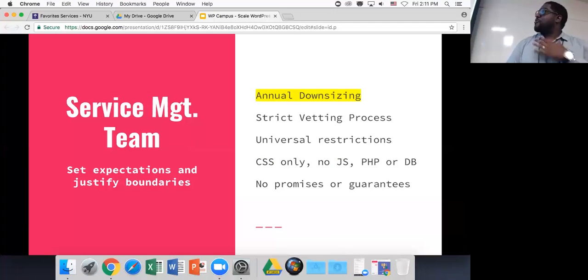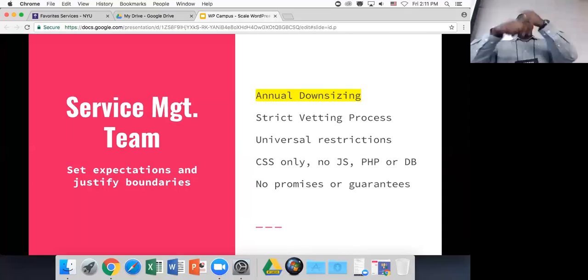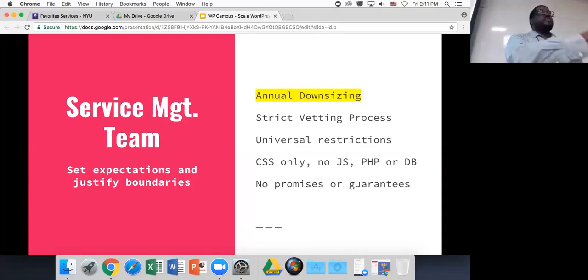So my group, again, is the service management team. One of our focuses is that sometimes we do a downsizing. We've done it once so far because we've only had the service for a short amount of time. What that means is, students turn over, they're going to become alumni, so we have to make a policy decision: what then happens to their sites? If there are dead sites even, what do we do about those?